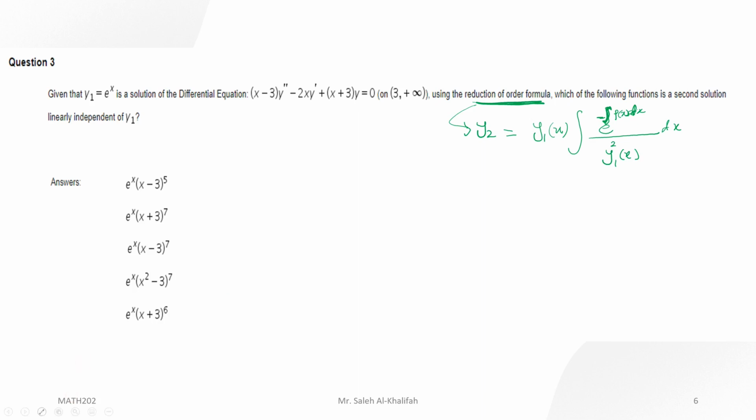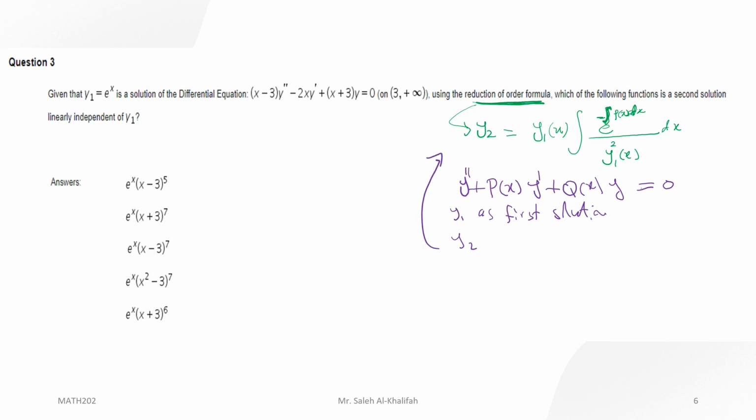طيب الآن أنا كتبت الفورمولا, you should know it and remember it exactly. طيب what is p of x? If we have a differential equation of the second order as y double prime plus a function p of x y prime plus q of x y equals 0, this is a homogeneous differential equation, and then we can apply this formula and we have y1 as first solution, y2 is this. So this is p of x, so notice here that p of x is not ready here, we have to divide by x minus 3.